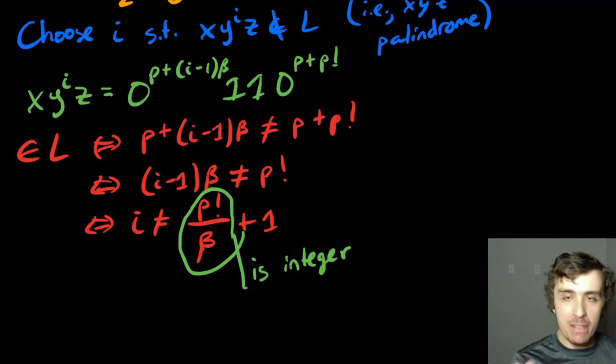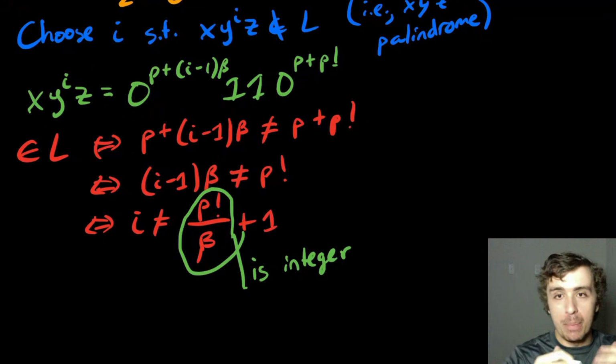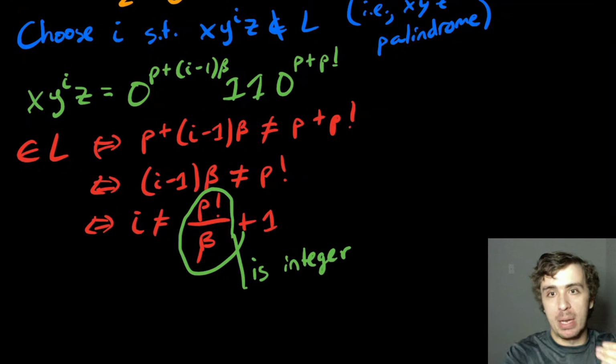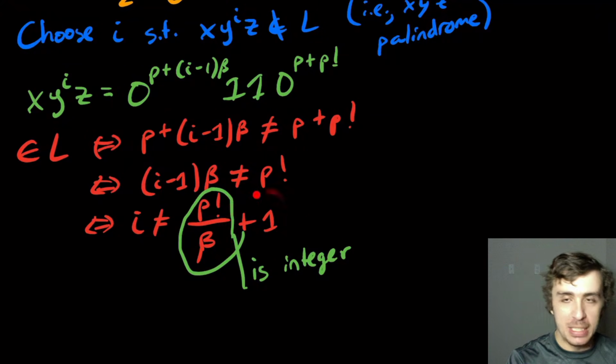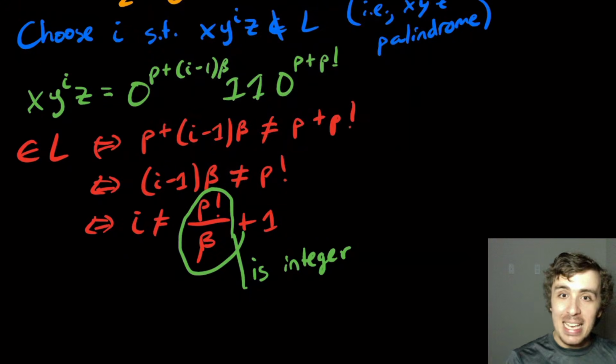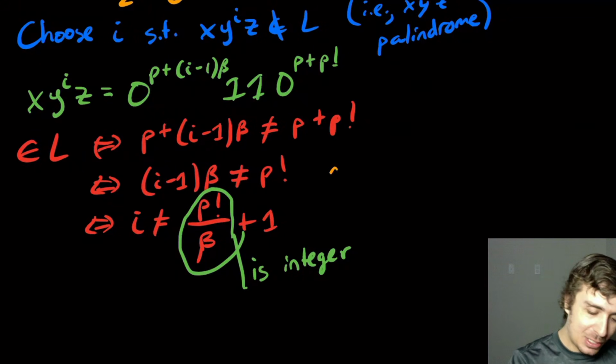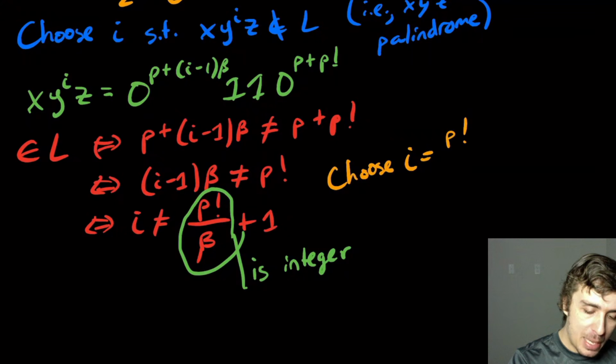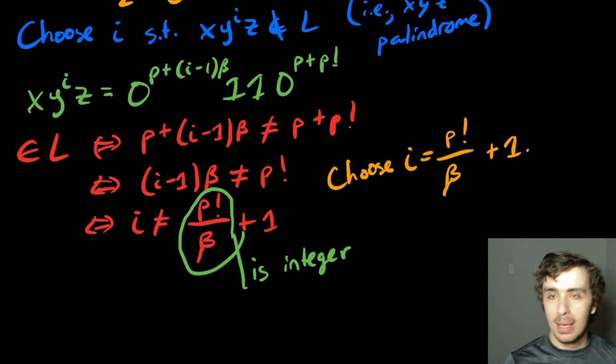So p factorial divides beta, no matter what it is, because beta is between 1 and p. And plus 1 obviously doesn't change whether it's an integer. So let's choose i equal to p factorial over beta plus 1. And that allows us to have it be a palindrome now.